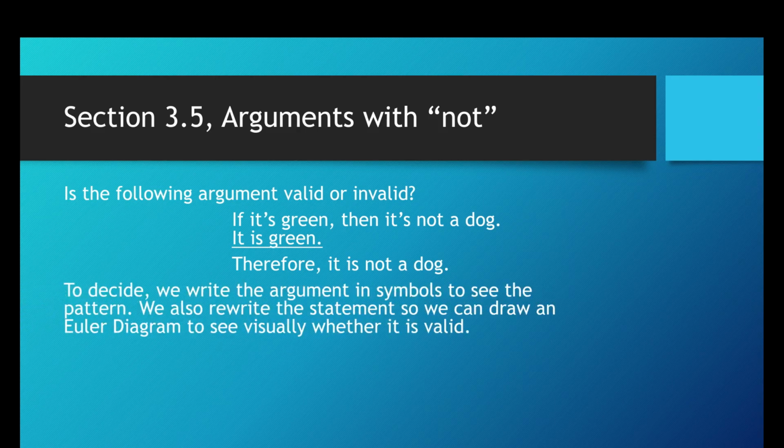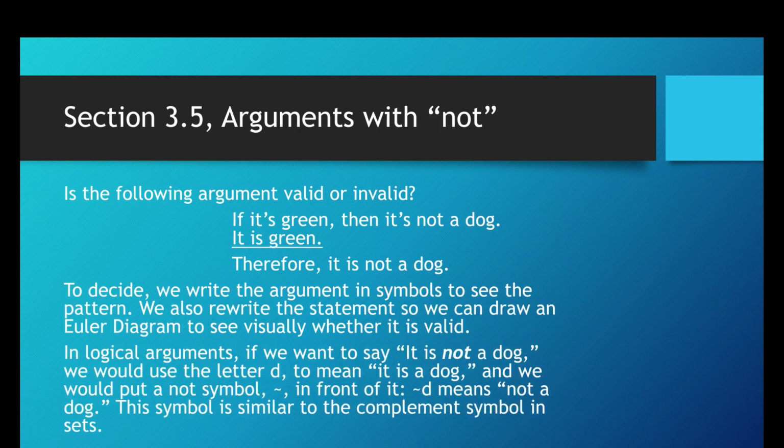So to rewrite the argument in symbols, we're going to use this little not symbol. It's very similar to the complement in sets. If you put it in front of D, it means not a dog. So the letter D means it's a dog, and then you put this in front, not D means not a dog. So stop the video for a second and try to write this statement out in symbols on your own. Okay, hopefully you did try it.